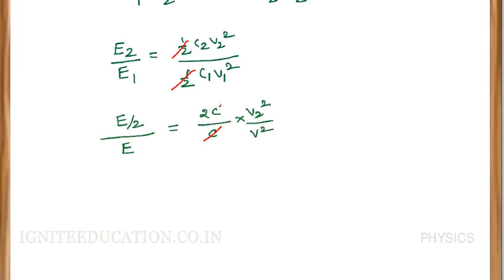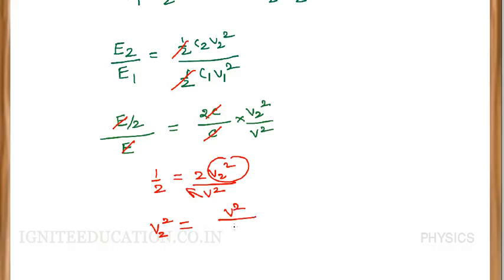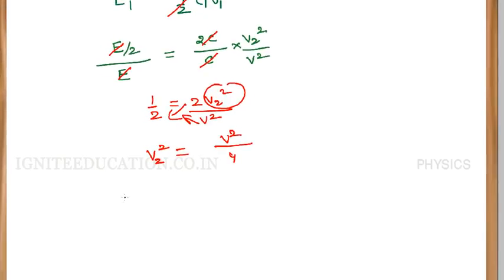So C gets cancelled, E gets cancelled, so the remaining things are half is equal to 2 V2 square by V square. I need V2, so I am keeping V2 square here and moving the rest to that side, so I'll get V square by 4. That implies V2 is equal to V by 2.